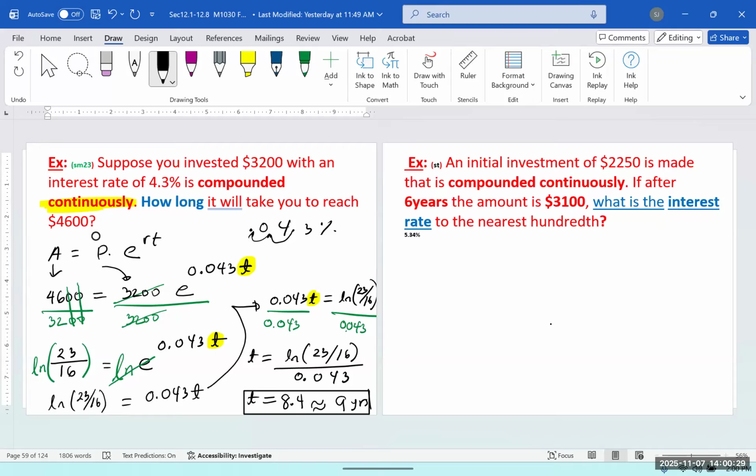The last one is missing the interest rate. It says an initial investment of $2,250 is made, compounded continuously. After 6 years, this 2,250 turns into 3,100. So what's the interest rate they applied?